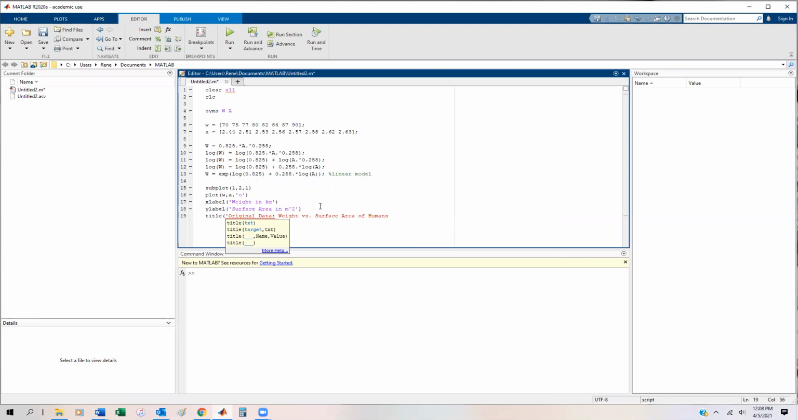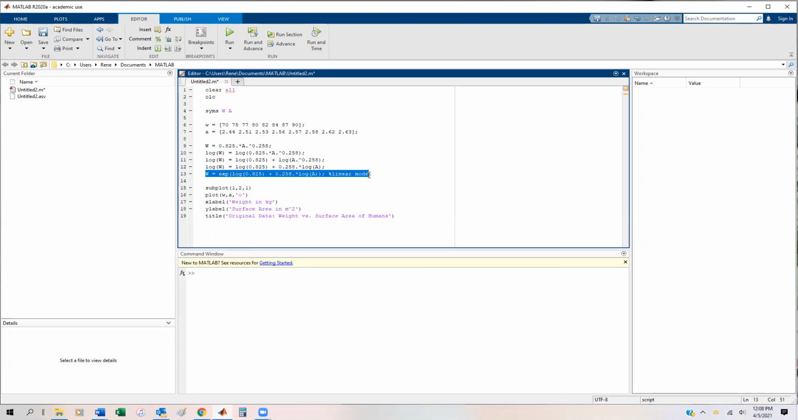Okay, so we have that. That's great. Now, the other thing that we have to do is plot the nonlinear data, or I'm sorry, the linearized data. This is the nonlinear data. I apologize. So what we have now is W versus A.